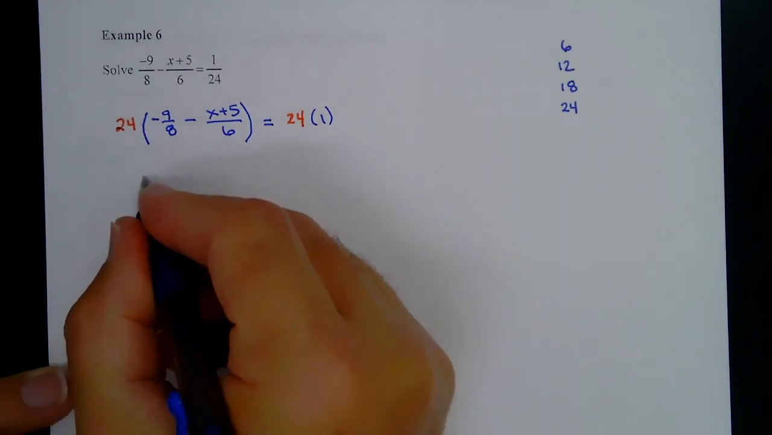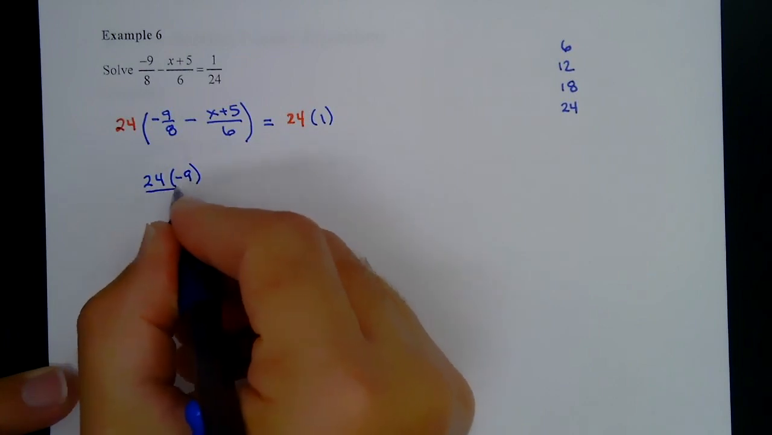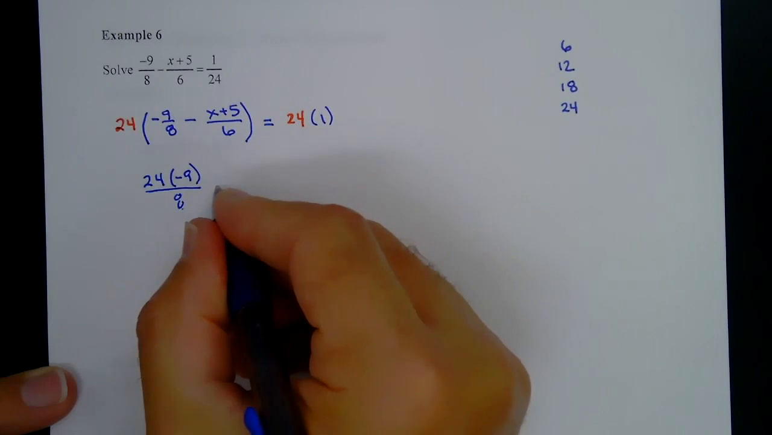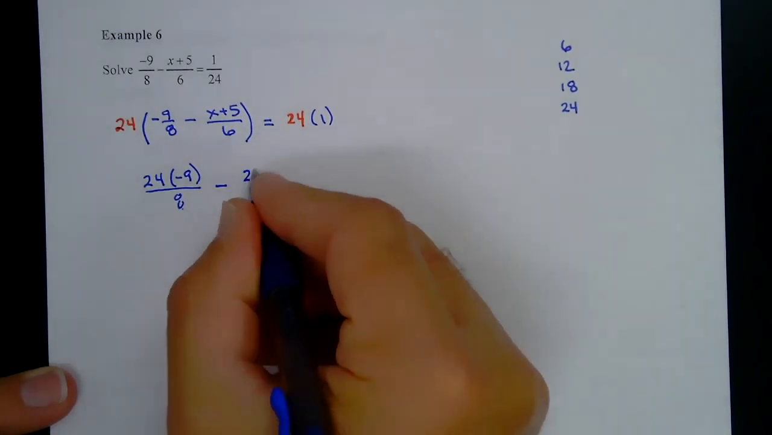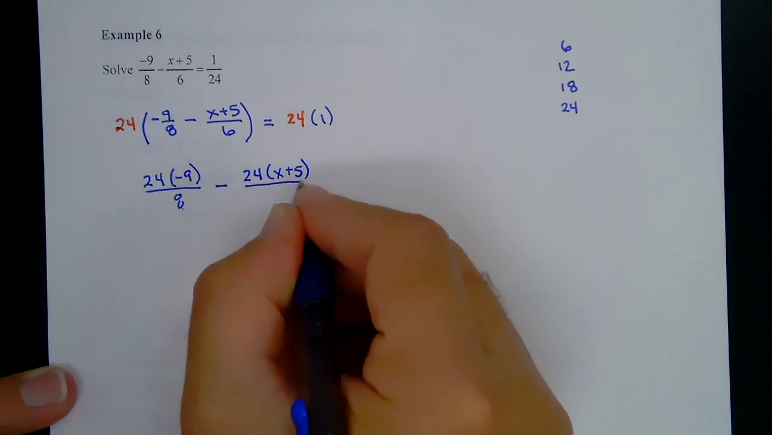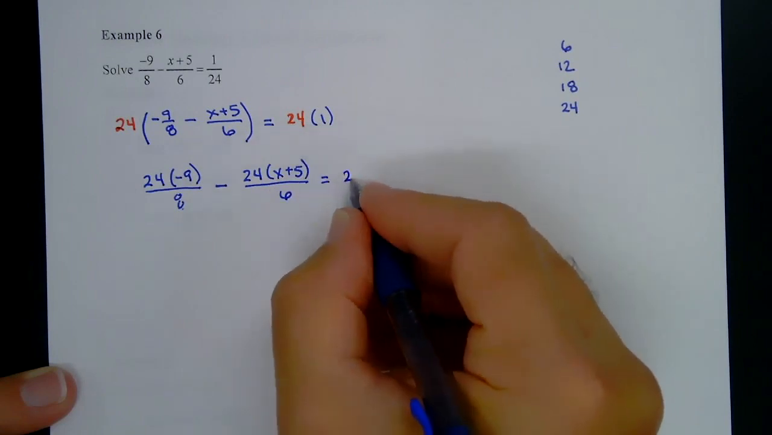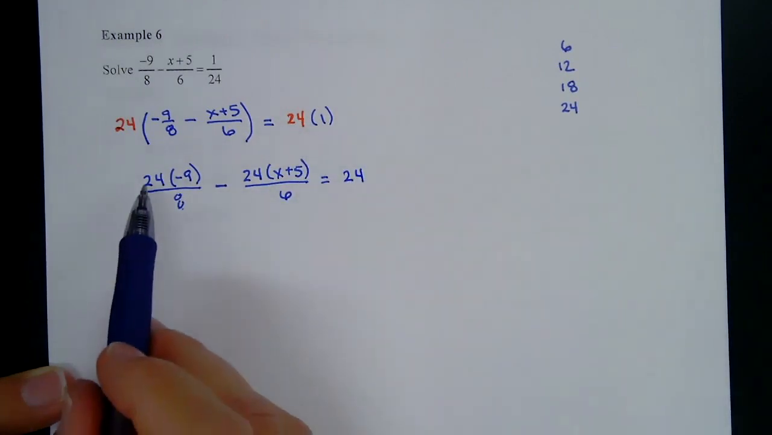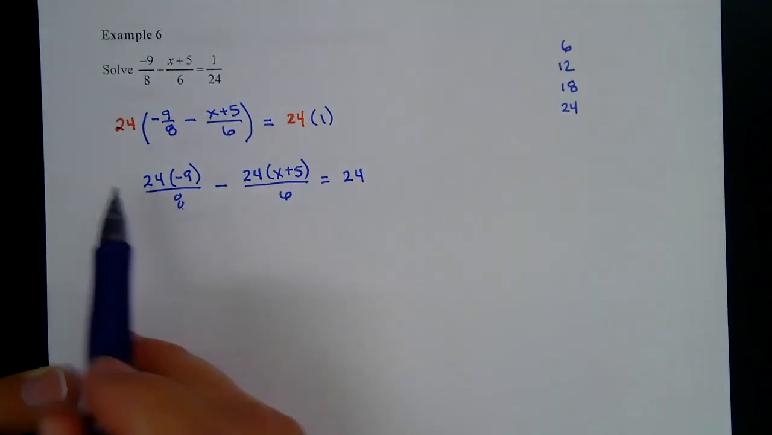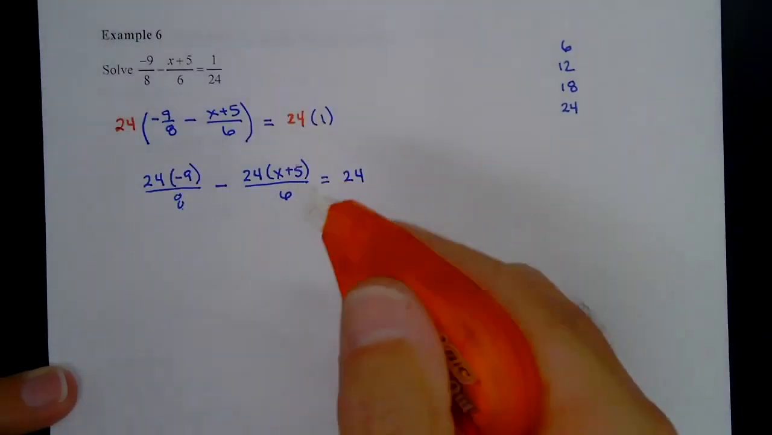So this becomes 24 times negative 9 over 8. I actually don't want to multiply it because this 8 is going to go in. And then minus 24 times x plus 5 over 6 is equal to 24 times 1, that's just 24. So why didn't I multiply this 24? It's because this 8 is going to go into 24. Oh, you know what? I forgot. I am sorry. Let's back up a little bit.